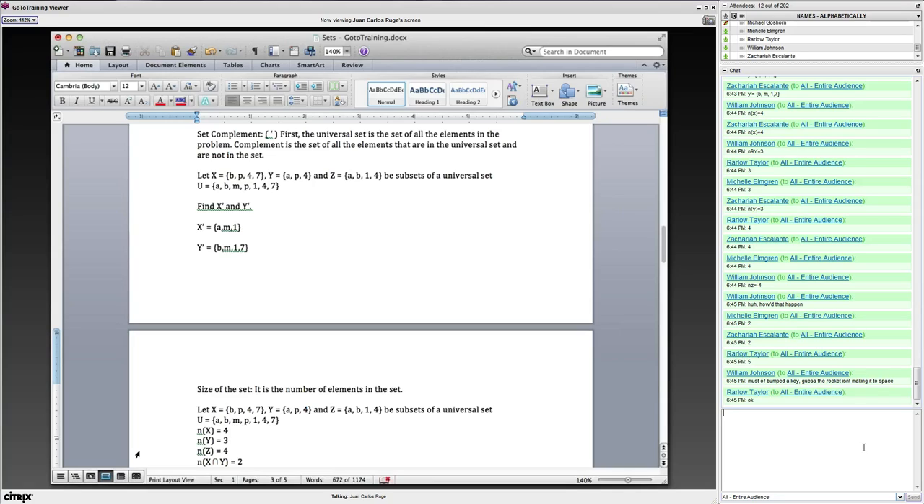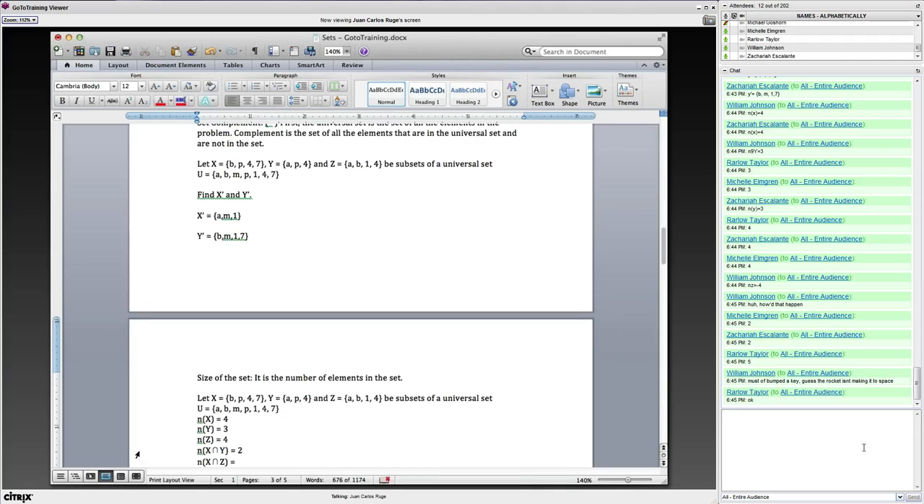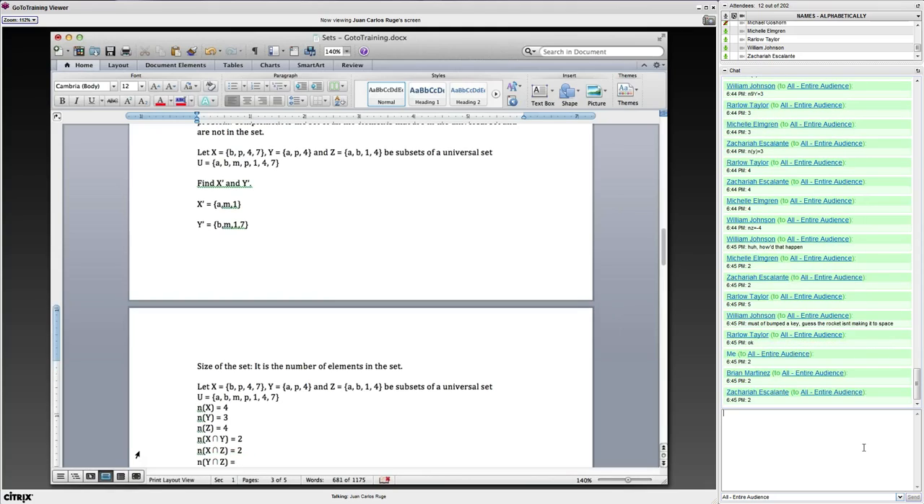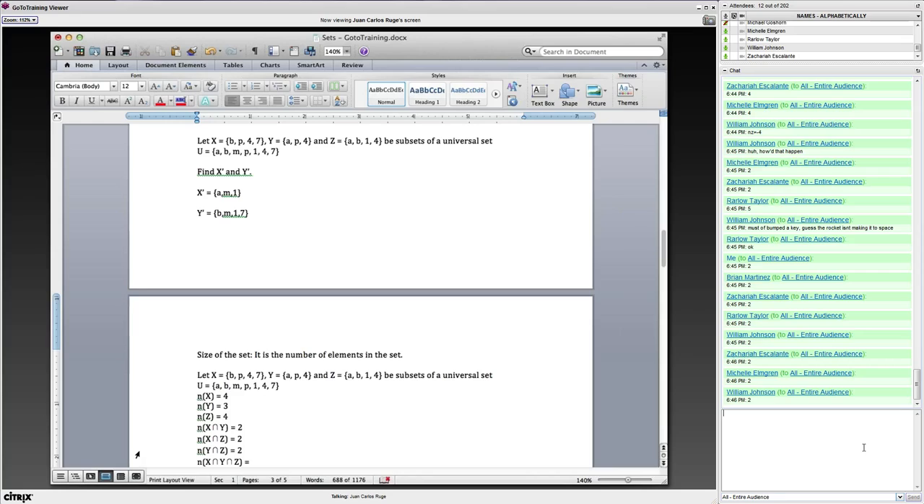Okay, guys. Now, pay attention to the next one. Oh, no. I have to say something else. What is the number of elements in the intersection of X and Z? Two. Number of elements in the intersection of Y and Z. Two. Okay, number of elements in the intersection of X, Y, and Z. One. There is one element. The 4 is an element in all of them, in X, Y, and Z.